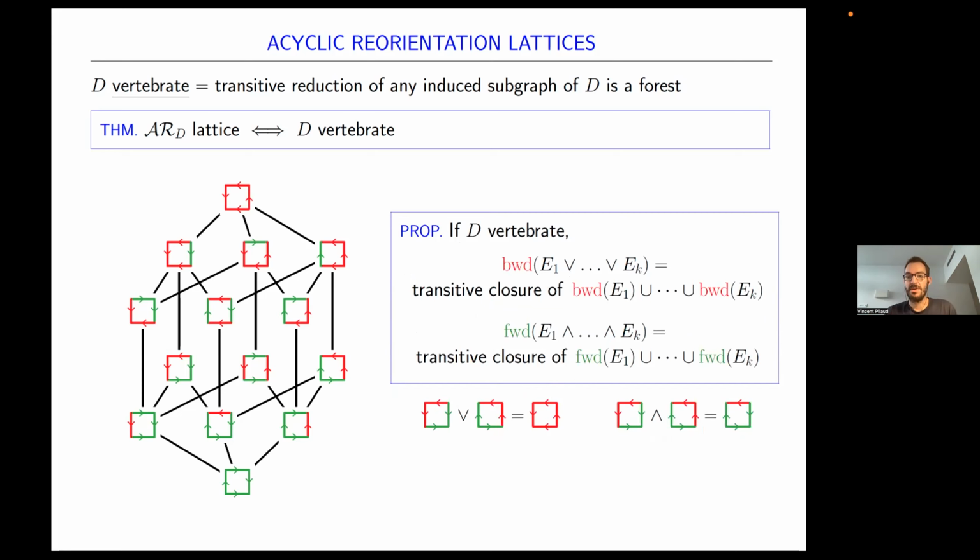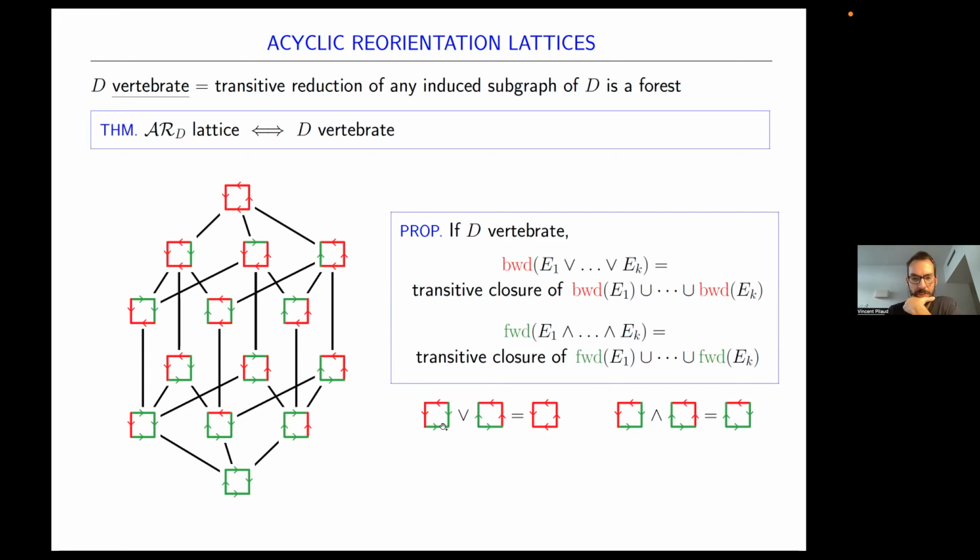You do the union of these two inversion sets, and you take the transitive closure of that, and this is the inversion set of the join. Well, you do the same here. So if you want to understand the backward edges, so the red edges of the join, then you just take the transitive closure of the union of the red edges of all your elements. And for the meet, you do the same, but with the forward edges, so the green edges.